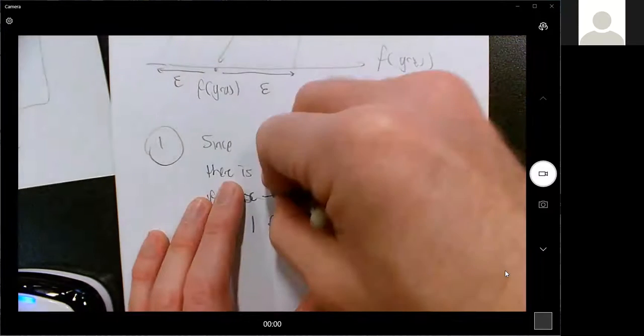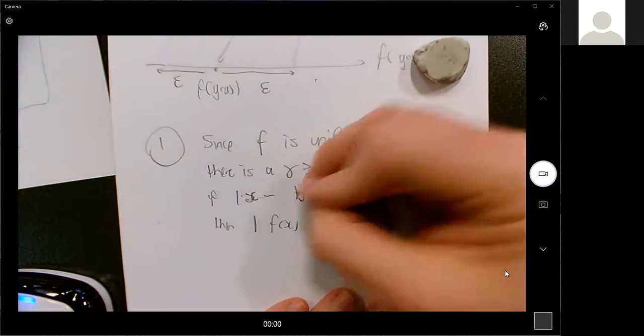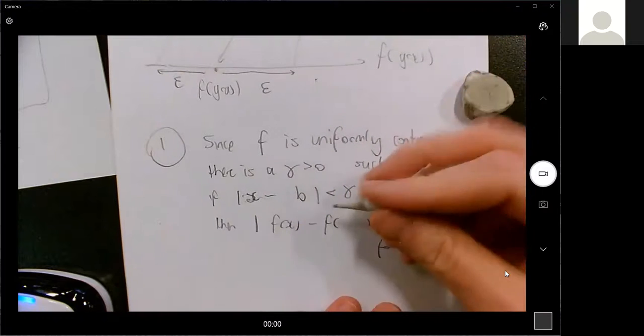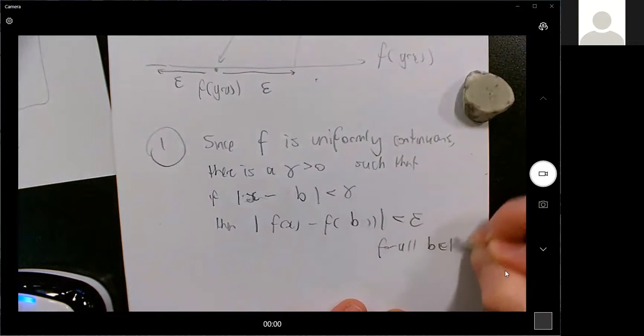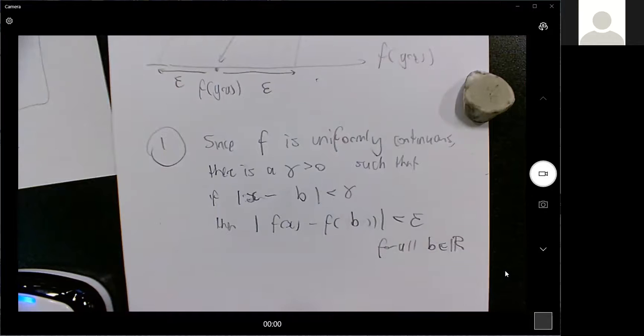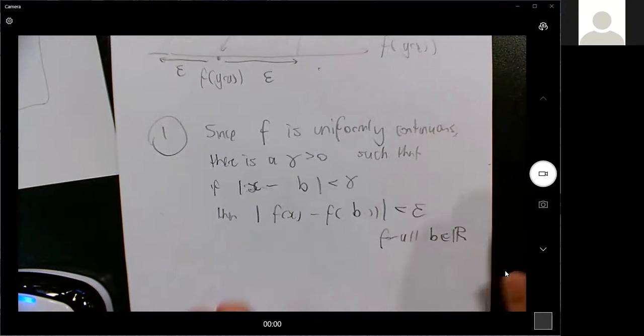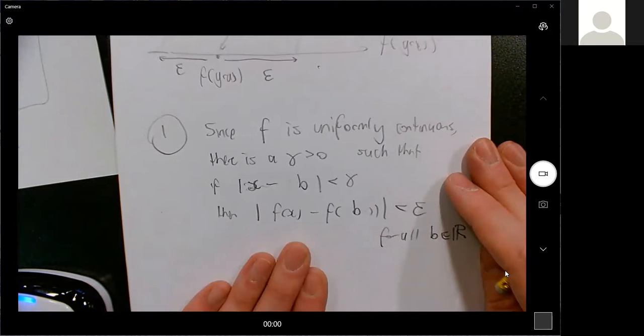Oh, wait, just a second. Can I be even more specific? For all b in R, and in particular, it also works for g of a, no matter what a is. I just want to be as general as possible to begin with. Okay. So this is definitely the truth for f because it's uniformly continuous. So I have now declared the existence of the number gamma.